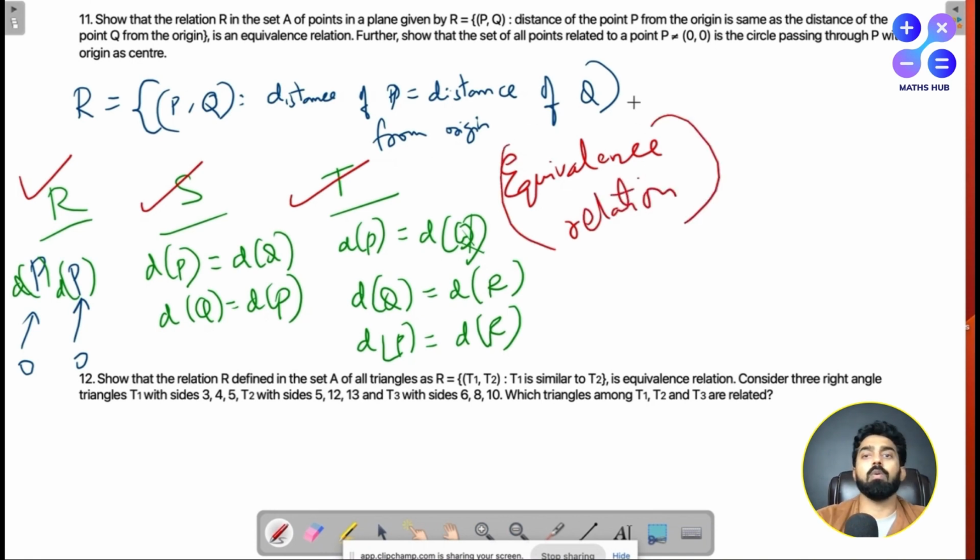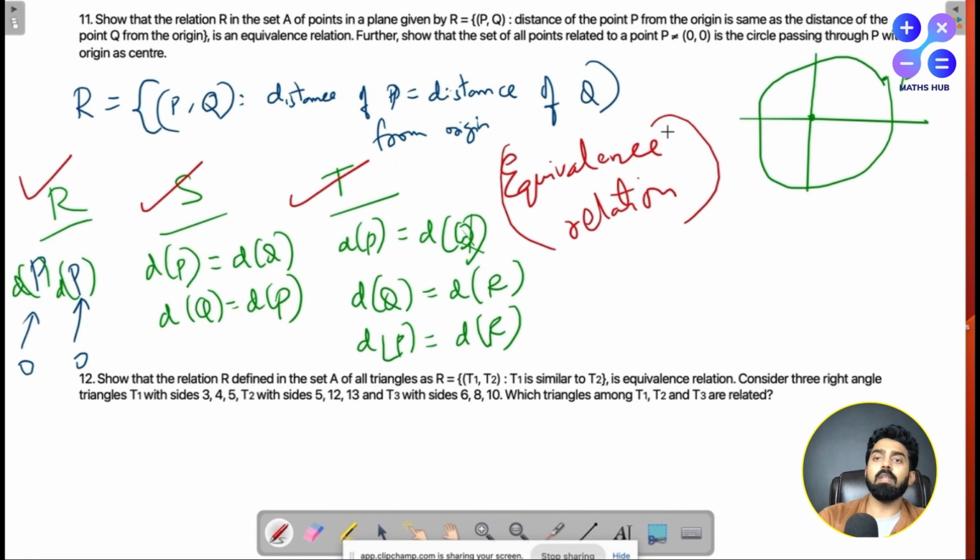Cool. So now we need to show that the set of all the points related to a point P, which is not zero, is the circle passing through P with the origin as the center. So what they're saying is, P is not the origin. Basically, P is somewhere over here, and the set of all points related to P is such that the circle is passing through P and the origin is at the center. So basically, it's a circle like this. Right? And all these points are the points of this set, which is obviously true, right?